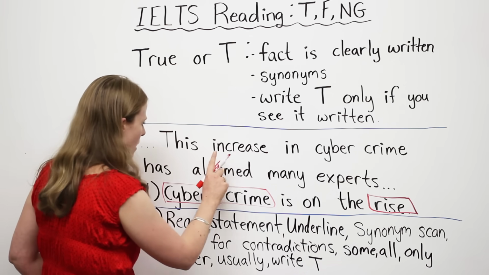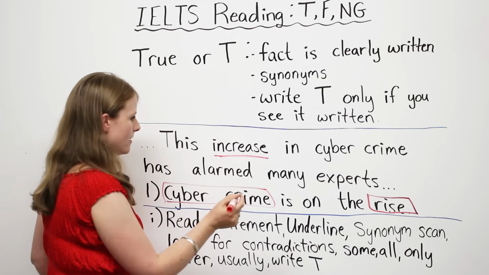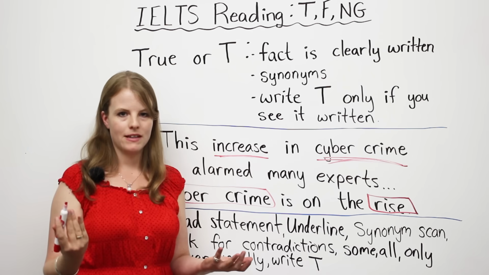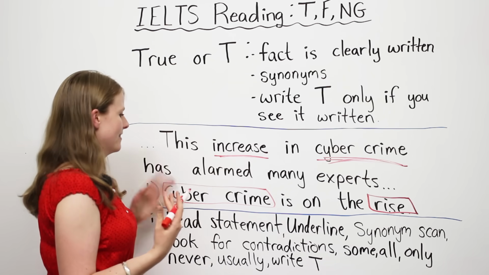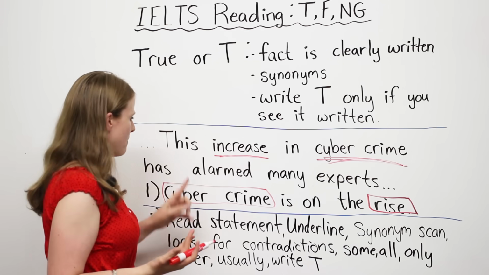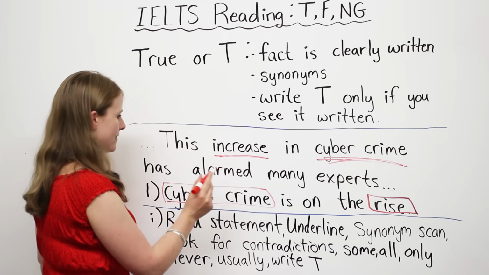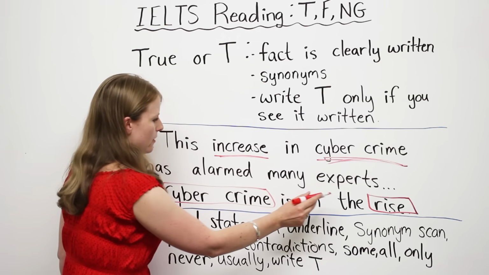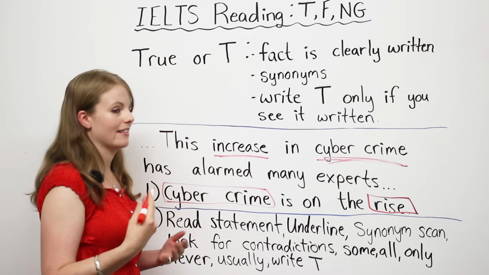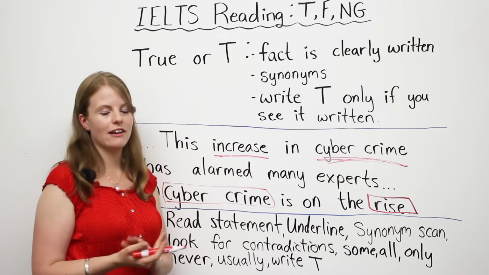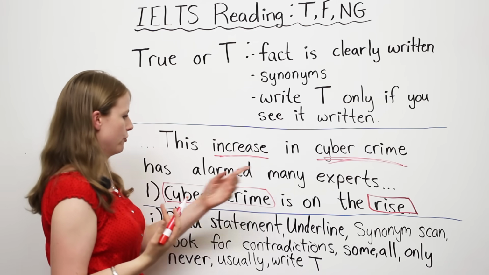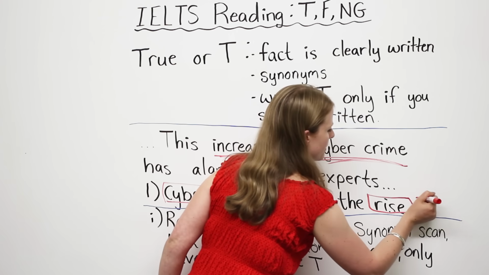Okay, so let's see if we can find cybercrime or rise. So I would scan the passage. Oh, the word increase. Cybercrime. So rise, increase. Okay, so I found the synonym. Now it's important for me to read very carefully to see if there's any contradictions. What does the sentence say? Does it really match? This increase in cybercrime has alarmed many experts. Cybercrime is on the rise. Both the reading passage and the statement are saying cybercrime is increasing. It's going up. So that would mean it's true. So I could write T beside this.